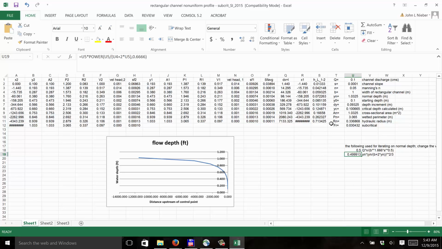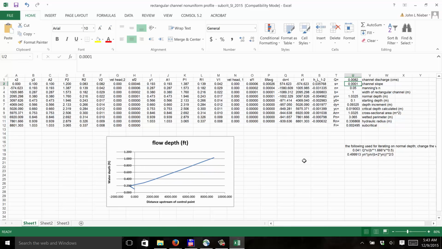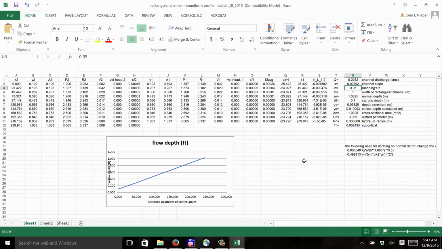But what I want to do is to set this up for the case of the open channel flow in the lab. And for that case, the discharge, I'm using 130 gallons per minute, is approximately equal to 0.0082. So whatever your discharge is that the pump was set at, you'd put in that discharge. The slope is about 0.00392. That is a 2 inch drop over 42 feet.